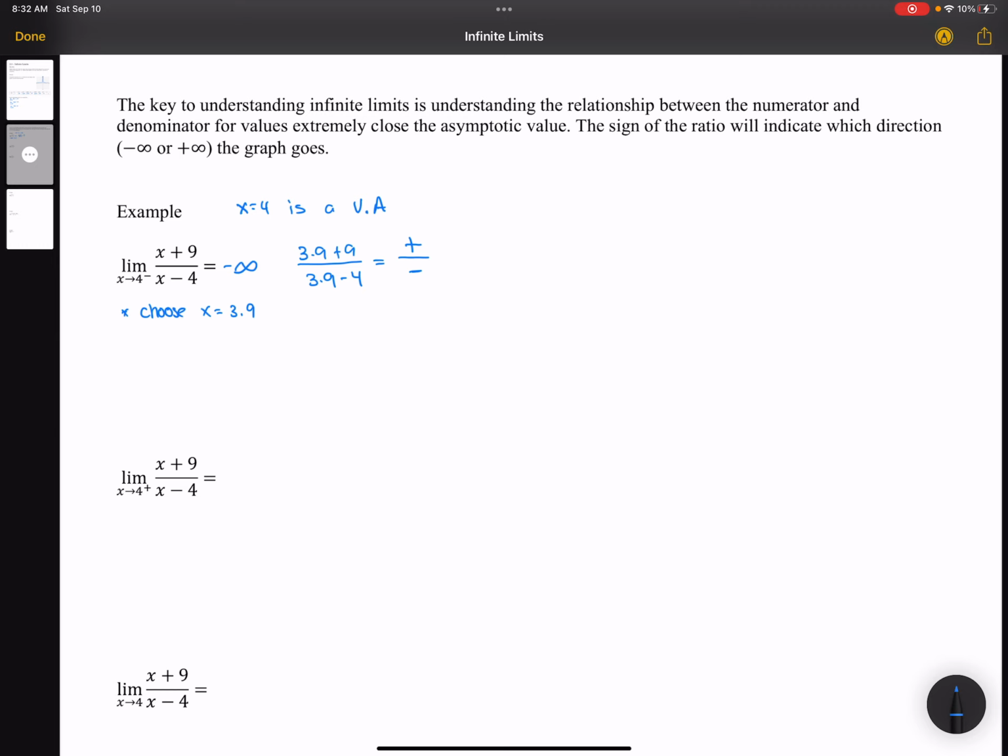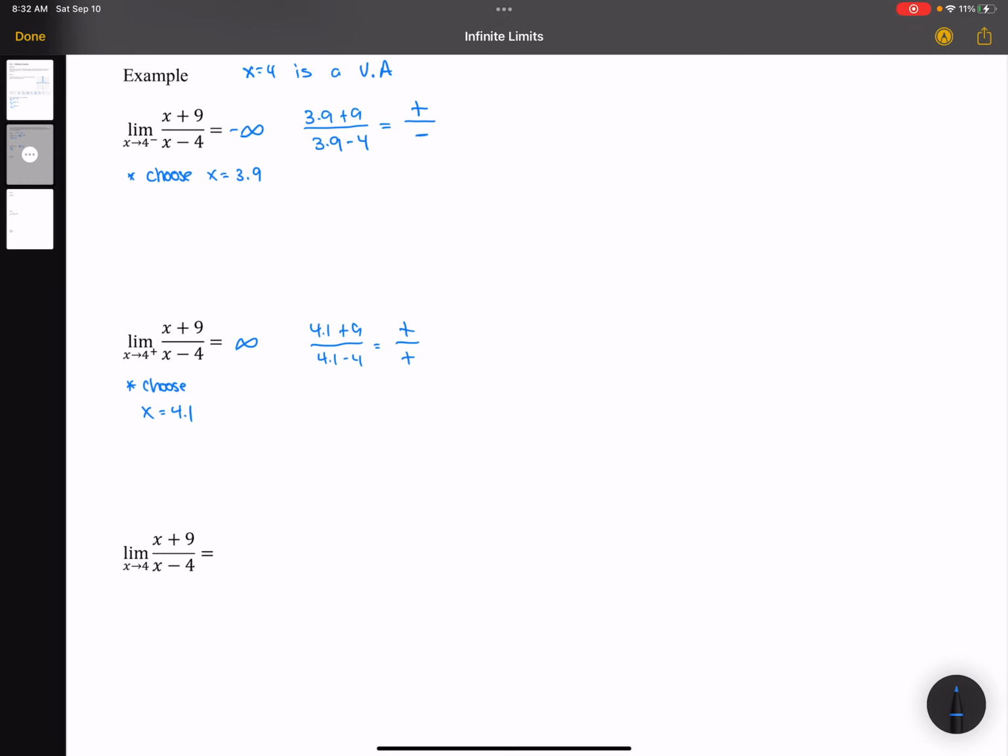For the limit when we approach 4 from the right, we can choose x equals 4.1. And some of this you can do mentally once you get the hang of it. So we'll say this is roughly 4.1 plus 9 divided by 4.1 minus 4. In this case, we're going to get a positive value divided by a positive value. So this is going to indicate that this limit is going to go to positive infinity. We'll actually put the positive.